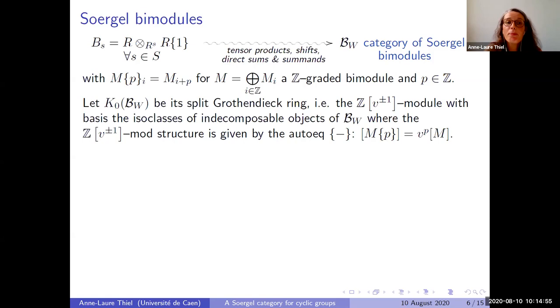And this ring structure comes from the tensor product and the direct sum in the category. And the structure of module over this Laurent polynomial ring comes from the auto-equivalence of the category given by shifting the degree, meaning the isoclass of M shifted by p is just v to the p times the isoclass of M. Okay.